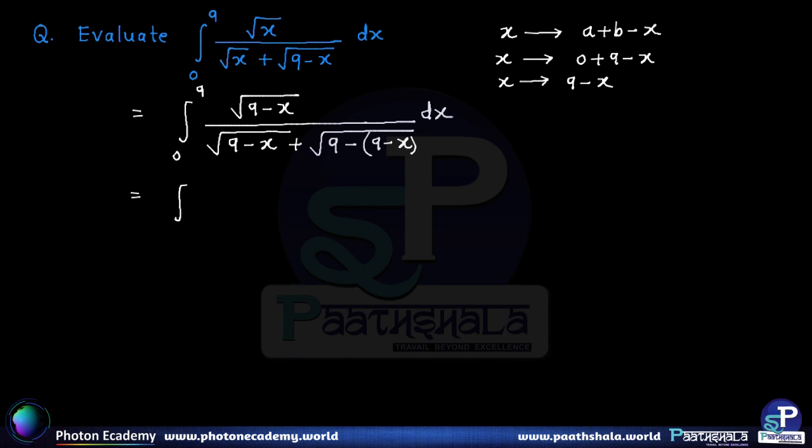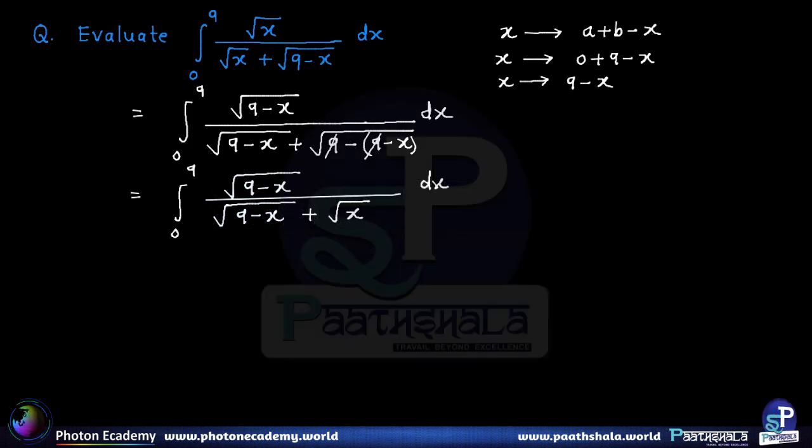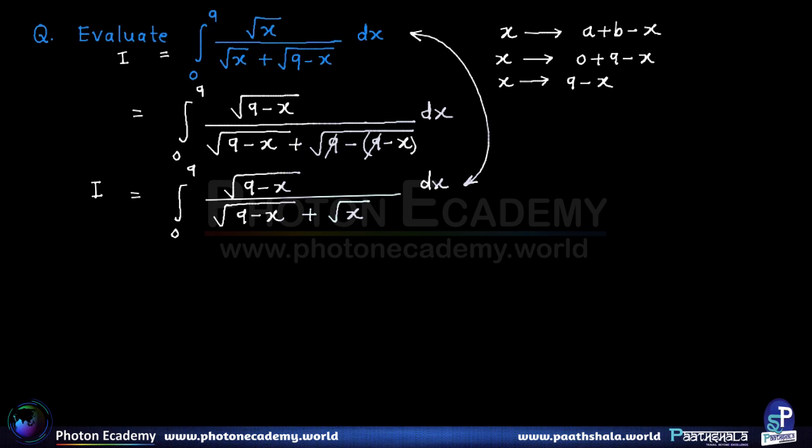So now this gives us the integral from 0 to 9 of root of 9 minus x upon root of 9 minus x plus, in the second root we get simply x because 9 gets cancelled, dx. Now we have to follow a specific trick here. Let us denote the original integral as I. If we compare the two expressions that we have got, both are the same integral I, isn't it?